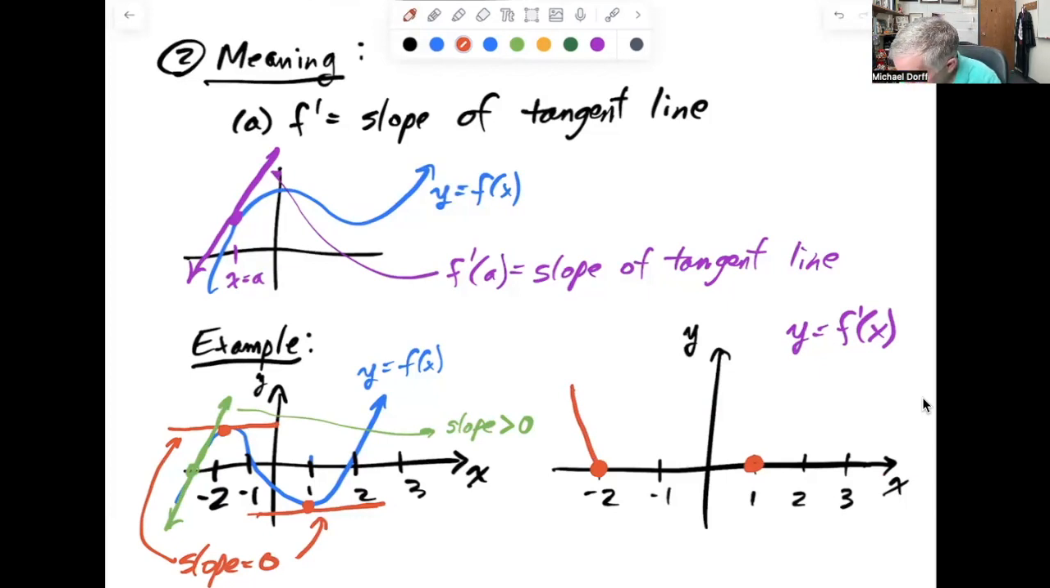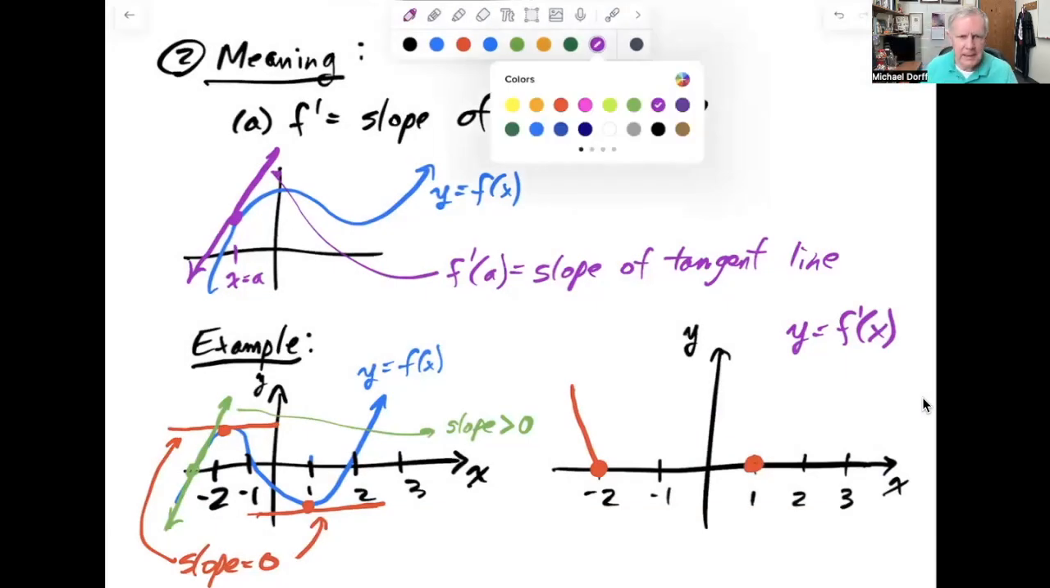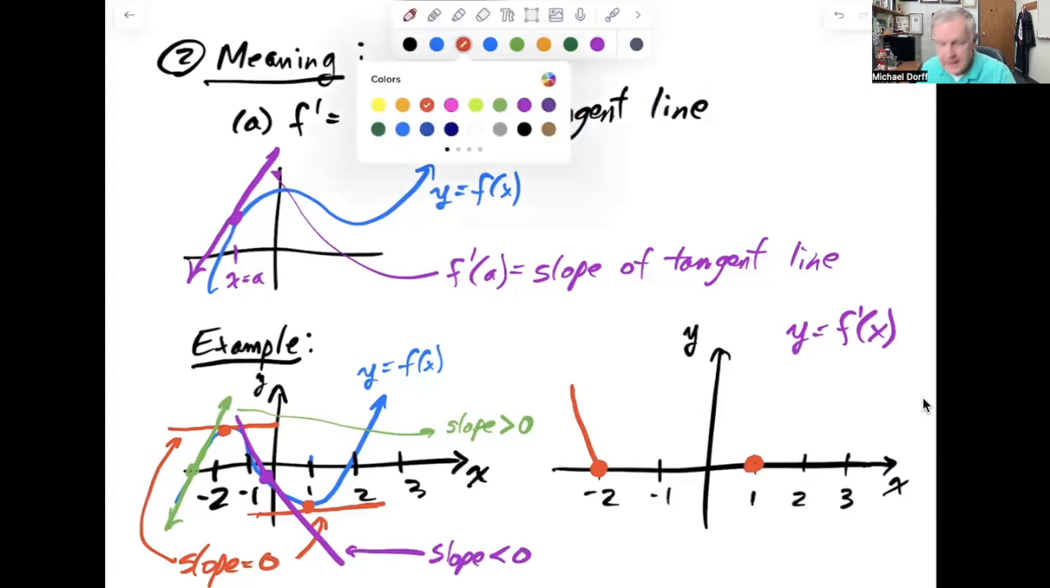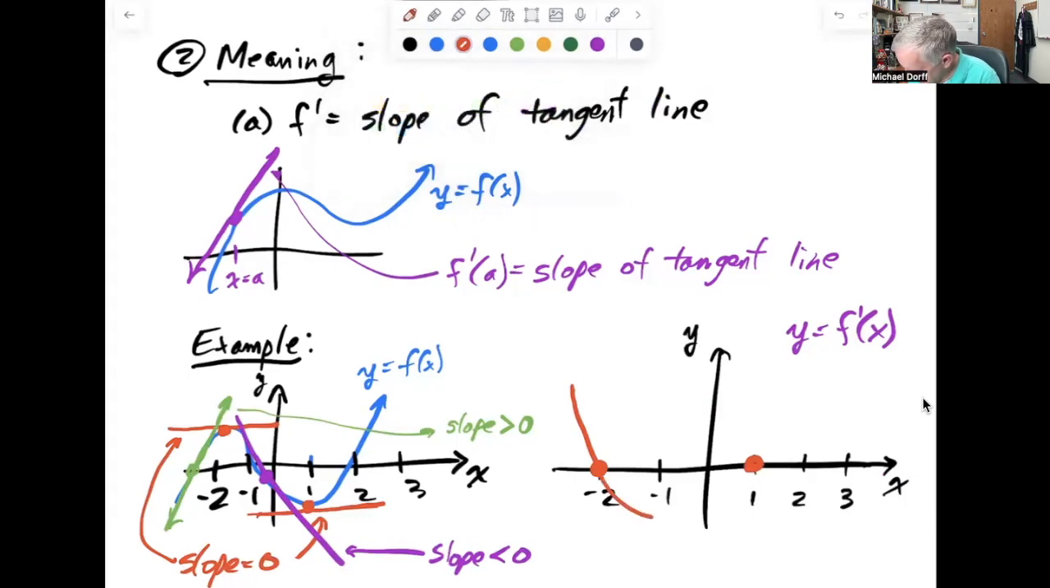If I go back to my blue line, if I take a point, let's say between -2 and 1, and draw the tangent line there, the slope of that is negative. It's going downhill. And so likewise, for any of the points between -2 and 1, the graph of my derivative should be below the x-axis. It should be a negative number. So it should be down here. And I know it has to connect up with the point we have at x equals 1 and y equals 0. So I connect it right there.